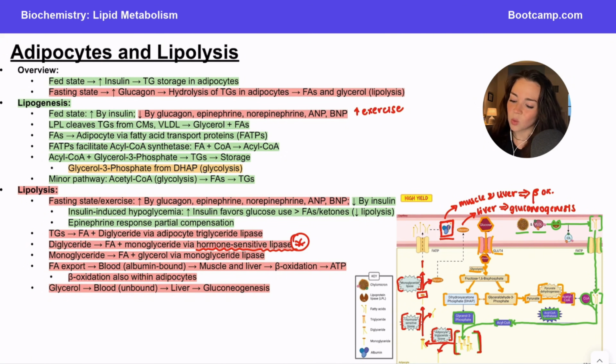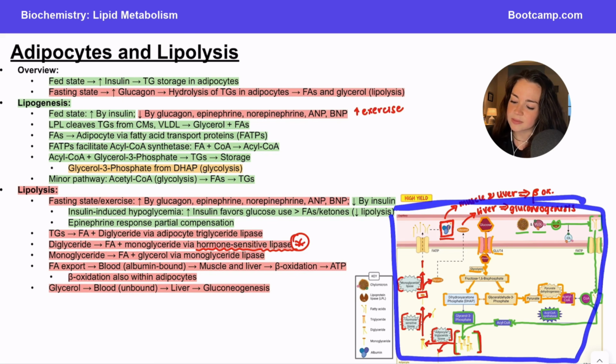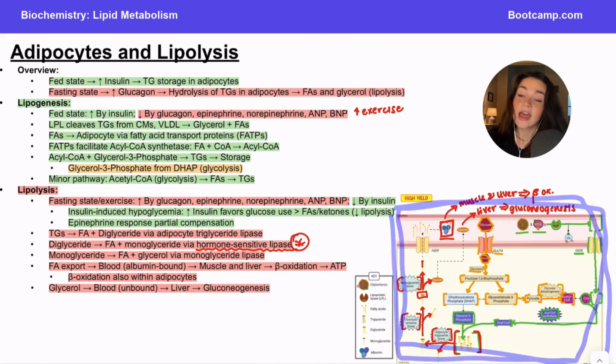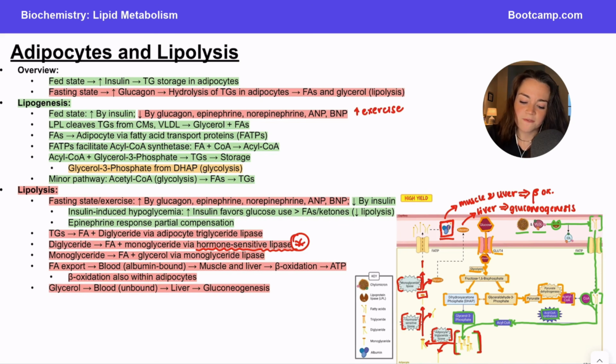We've been talking about what goes on in the adipocytes during the fed state versus the fasting state. Remember, the fed state mediated by insulin is going to promote lipogenesis, or the storage of triglycerides, whereas mediators of the fasting state like glucagon, epinephrine, norepinephrine, ANP, BNP, those all instead promoted lipolysis, which is the liberation of fatty acids into the blood from their storage form in the adipocytes.